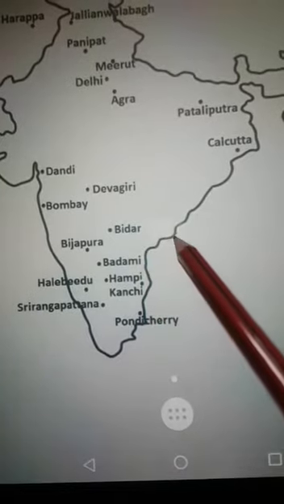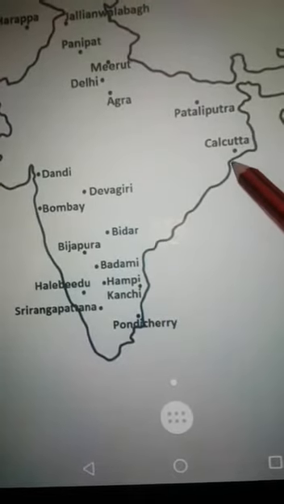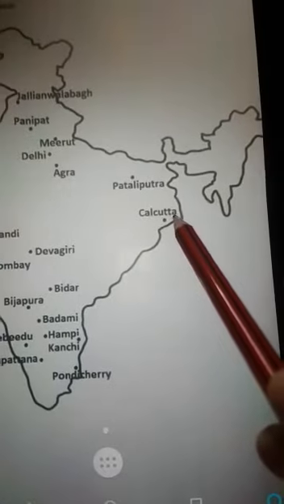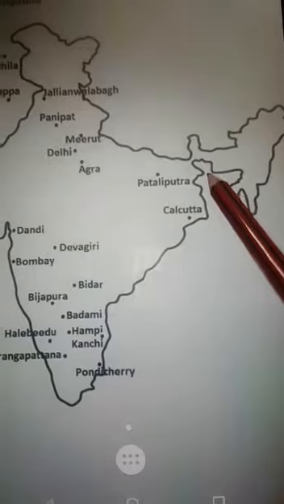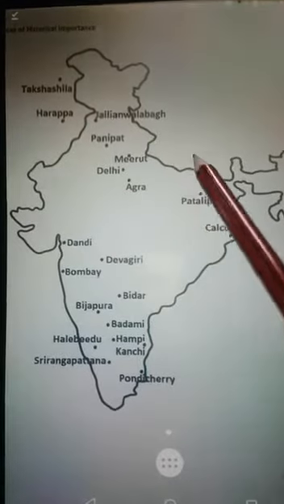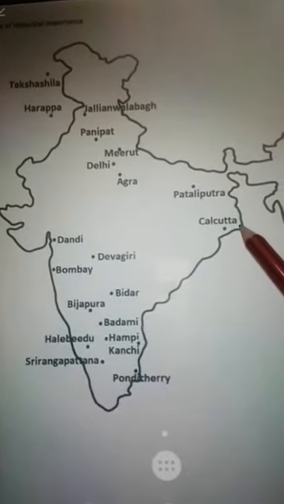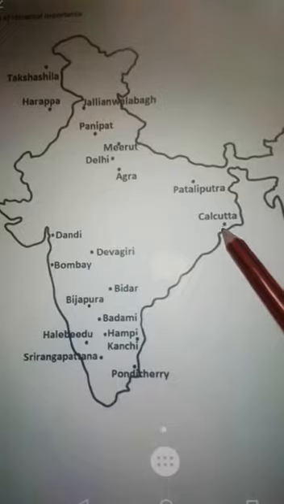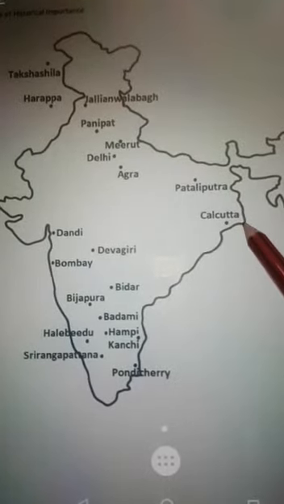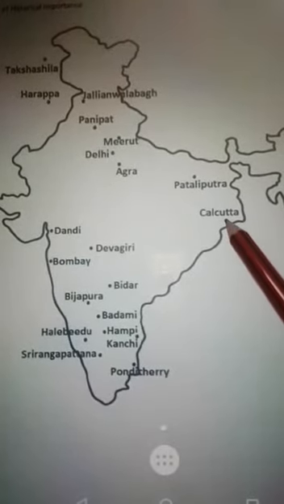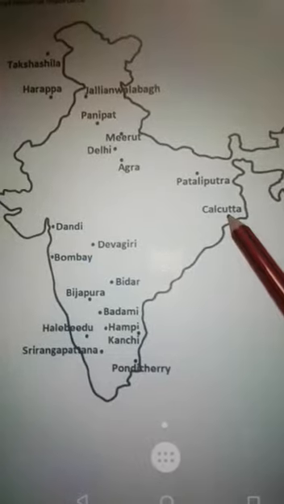Further, when you go upward, you come along the line. Now here you have a part which is almost similar to the northern part of India. Hence, take this as a clue. The beginning of this, slightly below this diversion, you can mark a point that should be Calcutta.